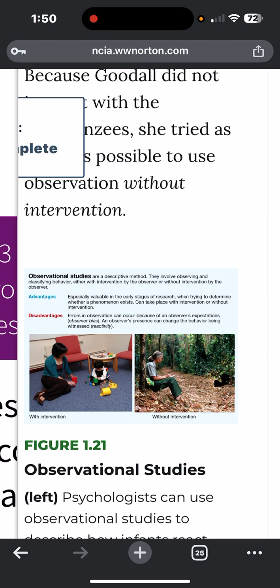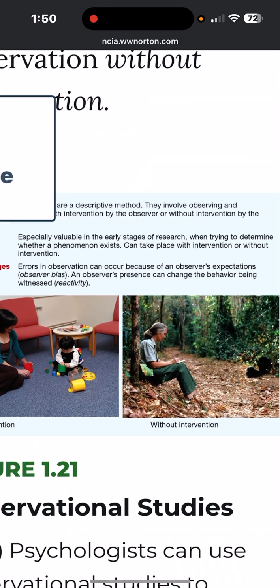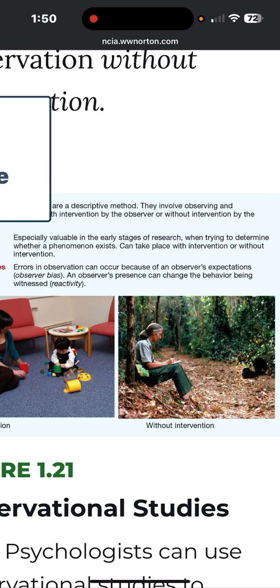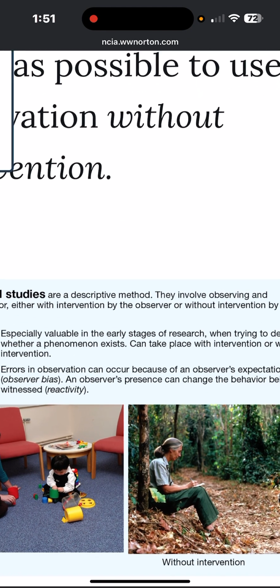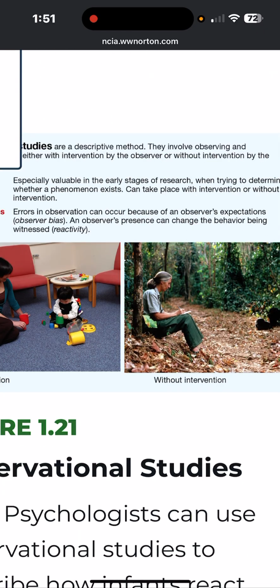Disadvantages. Errors in observation can occur because of an observer's expectations, observer bias, and observer presence can change the behavior witnessed, reactively.